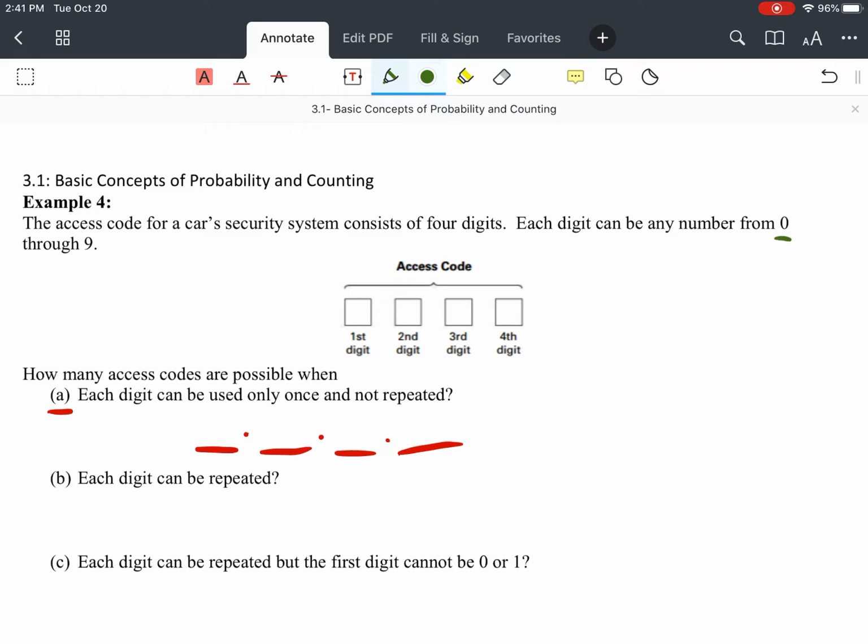Now, if we choose the first digit, notice the numbers from 0 through 9. Well, there's 10. Okay, so we've chosen 1, so that leaves us with 9 for the second choice. We've chosen another one, which leaves us with 8 for the third choice. And then finally, we choose 1 more, so that leaves us 7 for the last choice. Okay, and when we multiply these out, we get 5,040 possible outcomes.